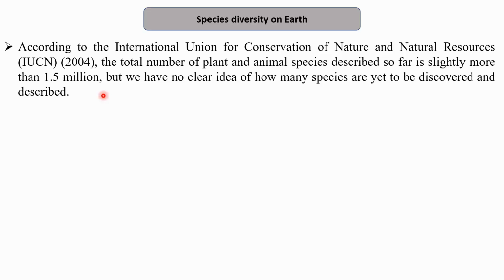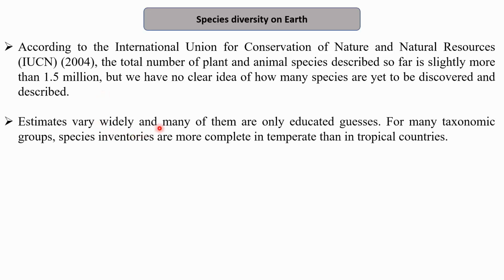Every year, there is a discovery of some new species. So till now, according to the IUCN 2004, the total number of plant and animal species that were described were slightly more than 1.5 million. But obviously, this is not the exact figure. The number of species keeps changing after this also, and there is the extinction of some species. So we do not have any clear idea of how many species are yet to be discovered and described. Estimates vary widely, and many of them are only guesses.